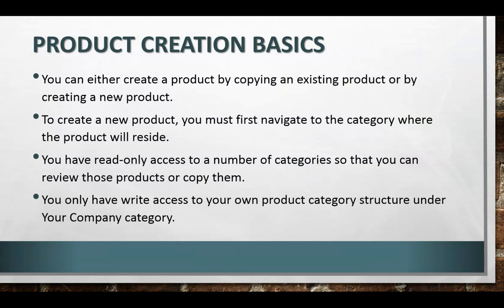Some of the basics you need to know is that you can create a product either by copying an existing product and then editing it, or by creating a new product. To create a new product, you first have to navigate to the category where the product's going to reside. We give people read-only access to a number of categories so that they can review them or copy them, but you only have write access to your own product category structure under your company category.